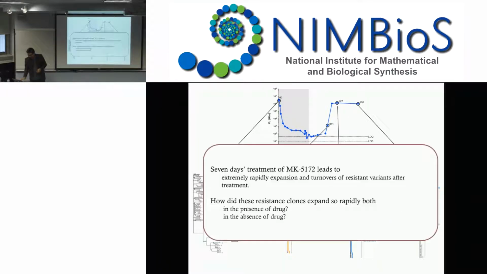So what we see here is that the 7 days treatment of this drug leads to rapid expansion and turnover of resistant variants after treatment. So the question is really, what drives this expansion, both in the presence and in the absence of drugs? That's the question we set out to answer by looking at this data. We are so fascinated by this data set.